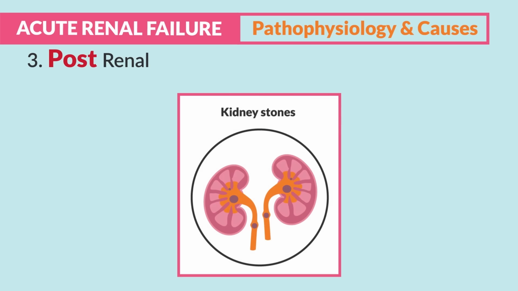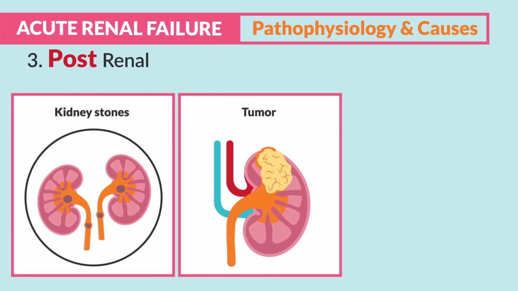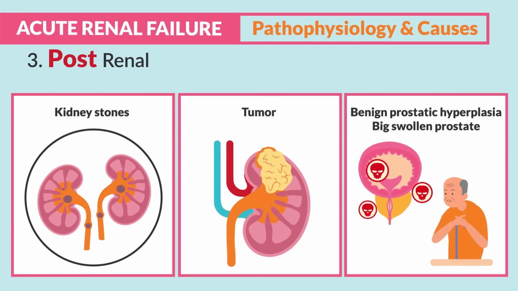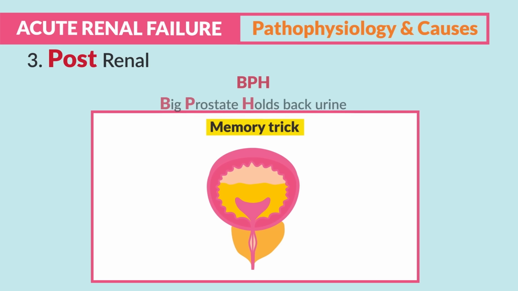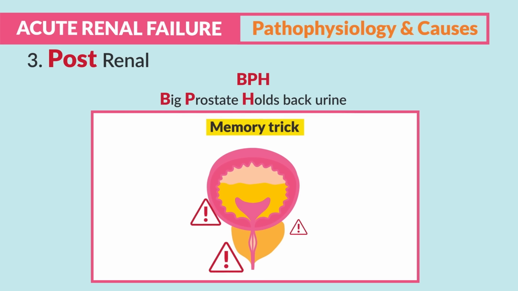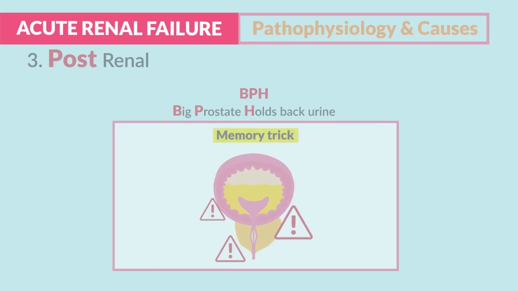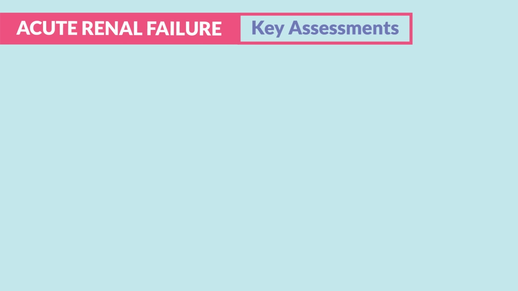Like with clients with renal calculi, aka those kidney stones, or even a tumor, or even BPH, that benign prostatic hyperplasia. We see a big swollen prostate in our older men populations. So just think the memory trick, BPH, as a big prostate that holds back urine, and now we have an outflow problem. As far as assessment findings, these are pretty simple.